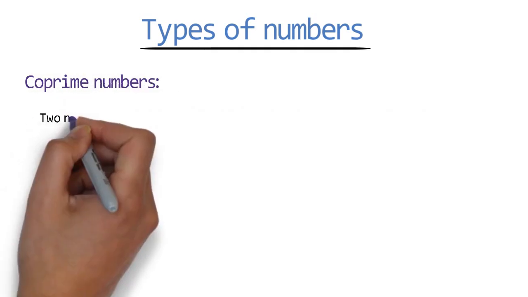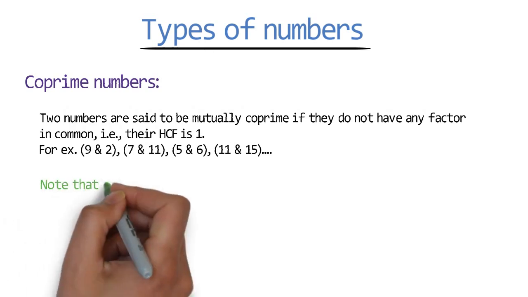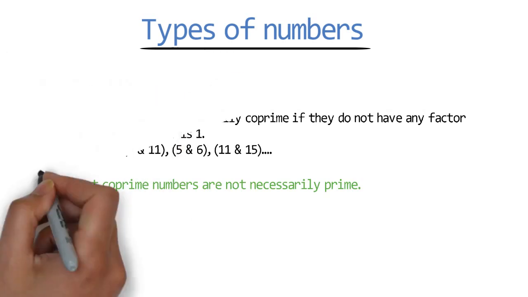Now, coprime numbers. Actually, this term is related to a pair of numbers. Two numbers are said to be mutually coprime if they do not have any factor in common except 1. That is, their HCF or highest common factor is 1. For example, the pair of numbers 9 and 2, 7 and 11, 5 and 6, 11 and 15 are all coprime numbers. And please note that the coprime numbers are not necessarily prime.